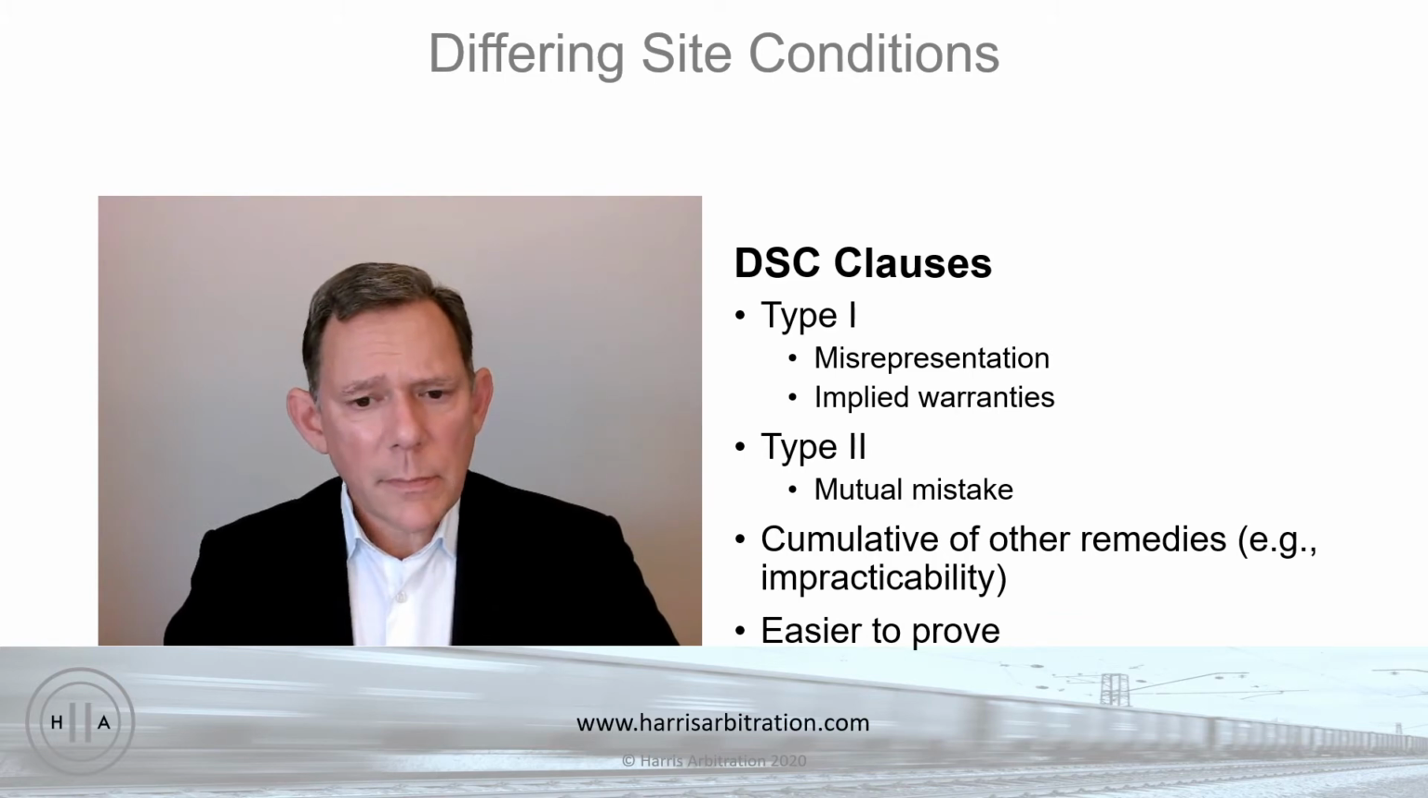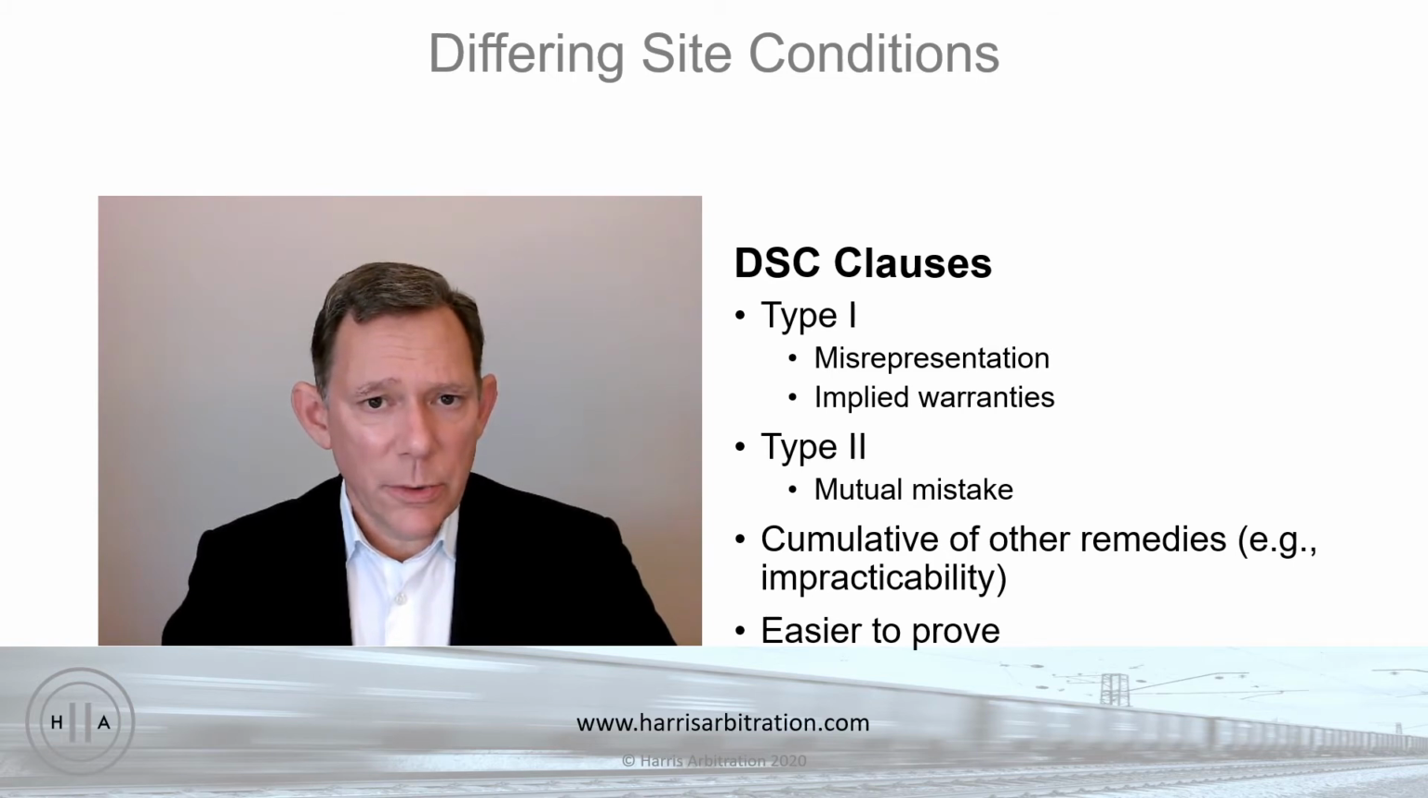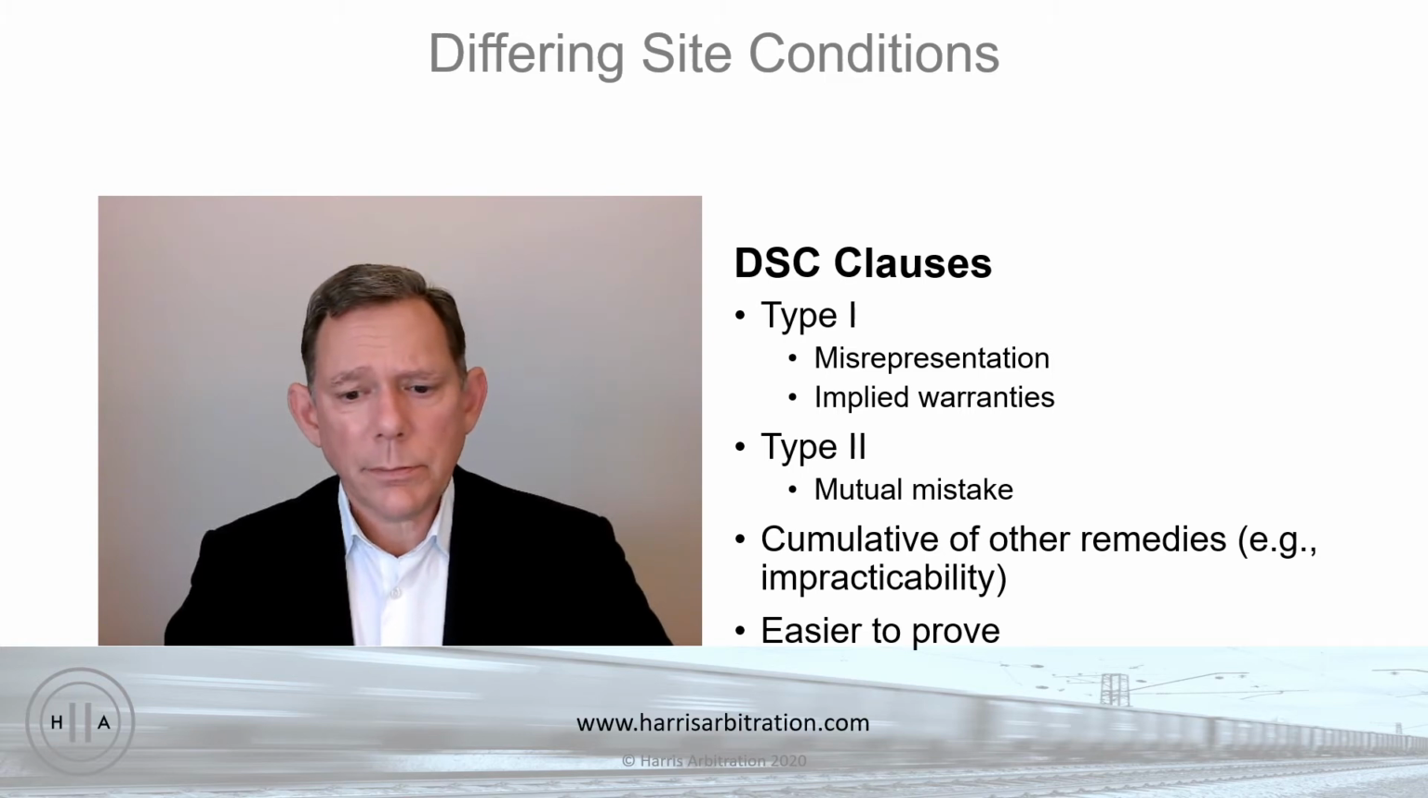But it's important to understand that type 1 really captures where there's been some sort of breach of a duty of accuracy by the owner in what it's told the contractor about what's underneath the surface. Type 2 has not so much the concept of breach of a duty by the owner, but simply mutual mistake. Both parties were mistaken about what's under the surface.